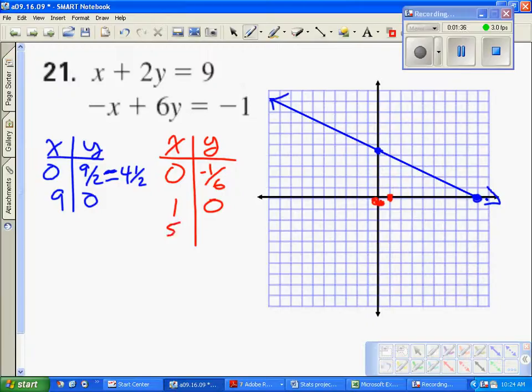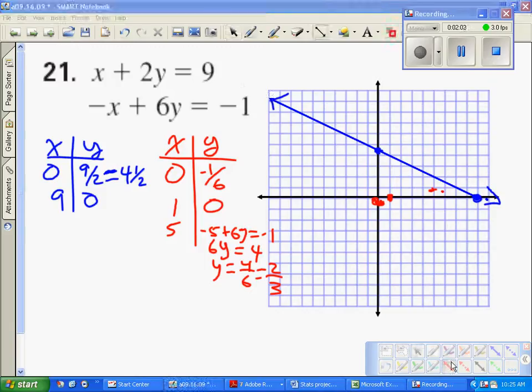If x equals 5, then you get negative 5 plus 6y equals negative 1, and you have to solve. So 6y equals 4. Y, therefore, equals 4/6, or 2/3. Plot the point (5, 2/3), and that's tough to plot, but you can get it. It's just below 1 there. And then be as accurate as you can when you draw your line.